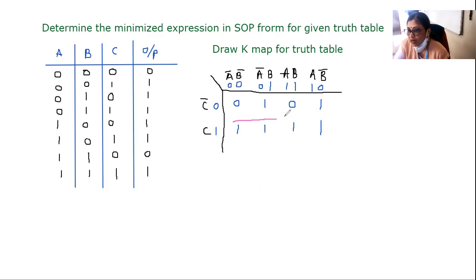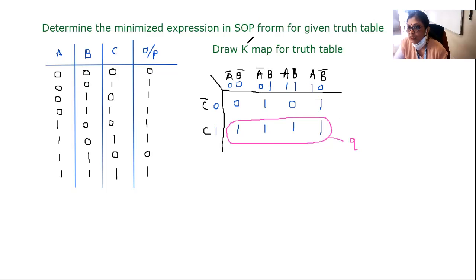Okay, there are 4 adjacent ones. So you have to group them together. This is called a chord. Let us indicate it by Q. Q means chord. And you can observe there are 2 pairs here. Pair means 2 adjacent ones.